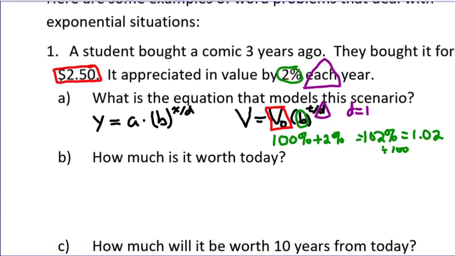So let's solve that first question then. How much is the comic book worth today? Well, if we bought it 3 years ago, that means 3 years have gone by. So we're just going to put all of our numbers in. So I'm going to try to use these colors here. So we've got $2.50 times our B value, which is 1.02, to the power of, and this is what makes this an exponential.